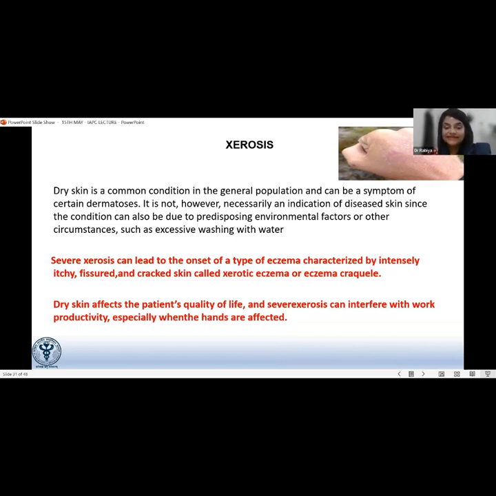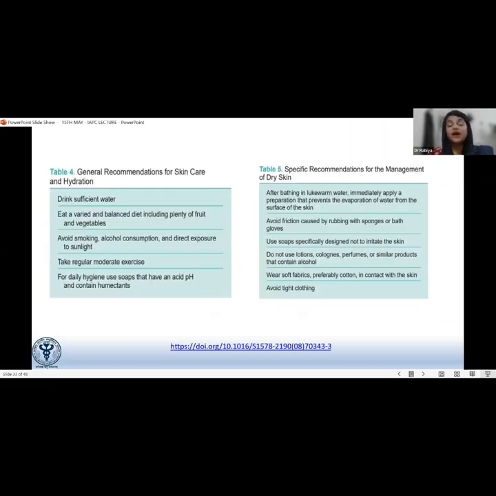Severe xerosis can lead to the onset of a type of eczema characterized by intensely itchy, fissured, and cracked skin, called xerotic eczema or eczema craquelé. Dry skin affects the patient's quality of life, and severe xerosis can interfere with work productivity, especially when the hands are affected. So how do you do proper skin care and hydration? This is not only for xerosis; you can apply this to all skin diseases.